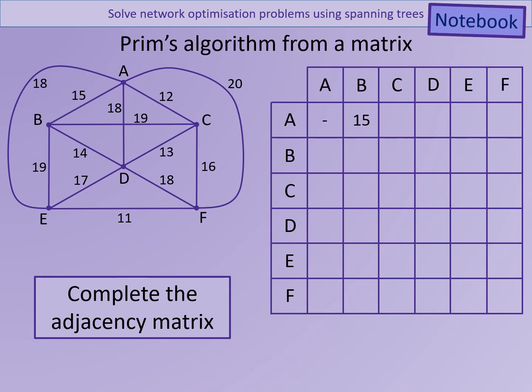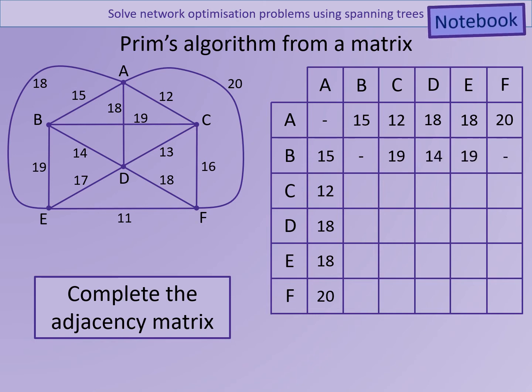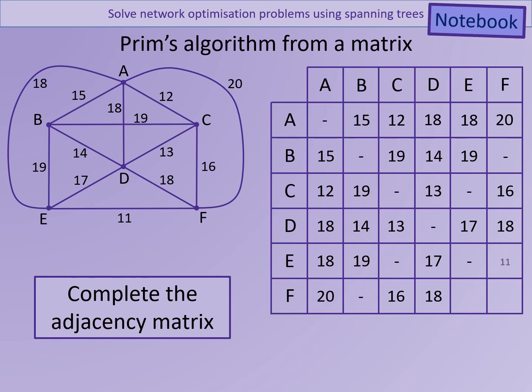So Prim's algorithm, in order to carry it out from an adjacency matrix, the first step is to put the network into an adjacency matrix. So if there's a direct arc between two nodes, then the weight is shown as an element in that table. If there is no direct edge, then a dash is input instead. So filling in each element of the adjacency matrix. See that B to F, there is no direct edge between those two, so there's a dash there. Also remember that if the network doesn't have any directed edges, then it will be symmetrical about the leading diagonal.